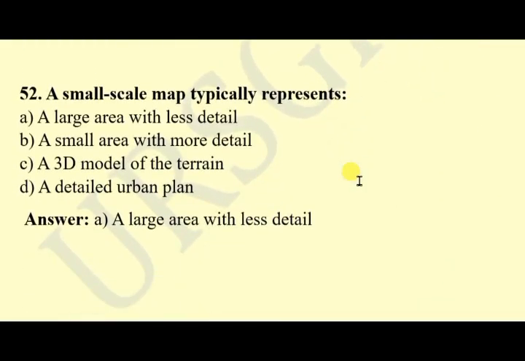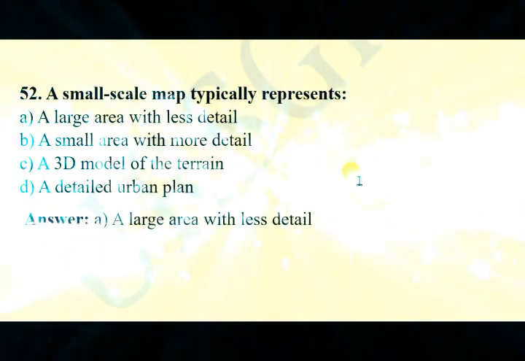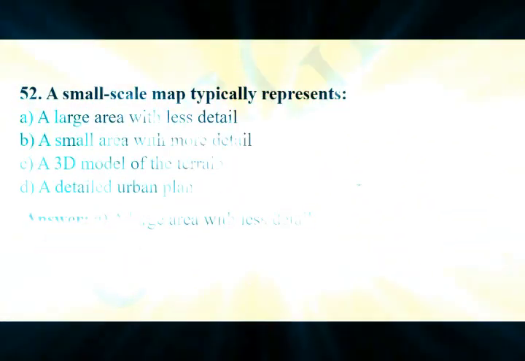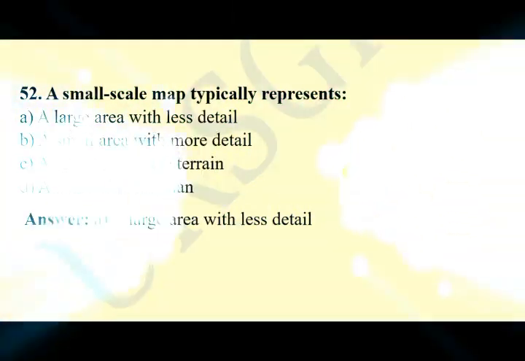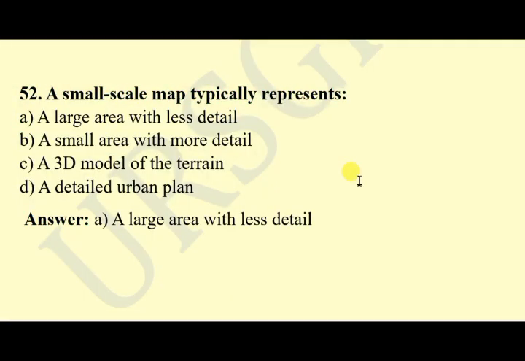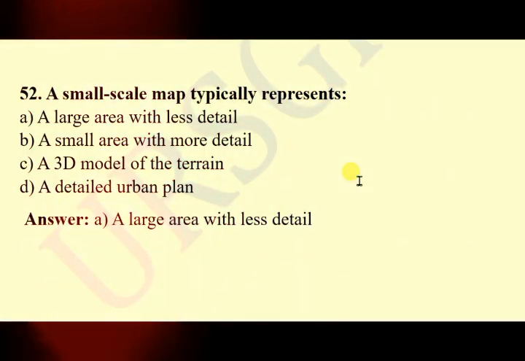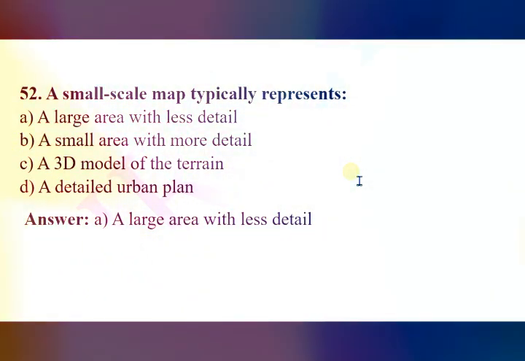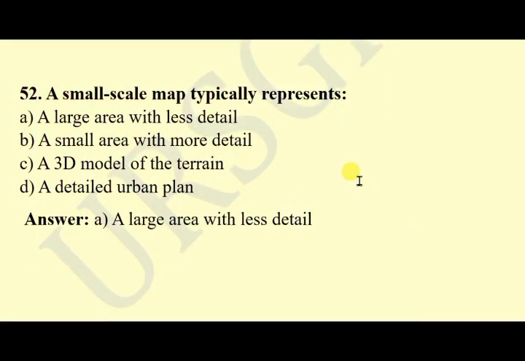Now question number 52. A small scale map typically represents a large area with less detail, a small area with more detail, a 3D model of the terrain, a detailed urban plan. Here the right answer will be a large area with less detail. Small scale map means less details. Large scale map means more details.